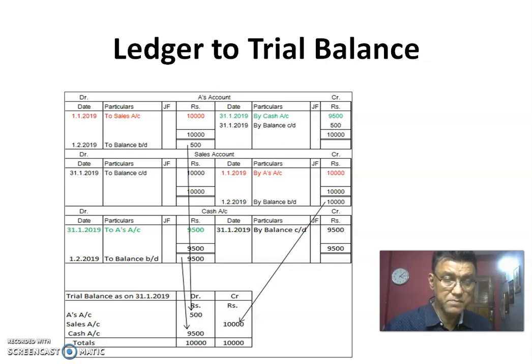But if both sides of the trial balance agree, that does not mean that the accounting is perfect. There is another presentation on this, and you will look at this when you understand. Basically, errors of omission, errors of commission, errors of misposting, compensating errors, etc. cannot be discovered even when the trial balance agrees. These errors may remain even when the trial balance agrees.